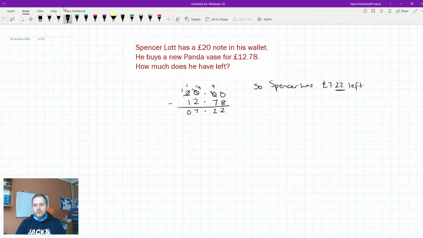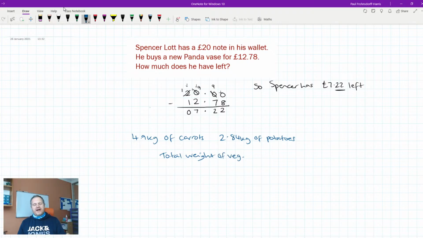If it had been an add, we would line up the decimals and then add. For example, a different question might ask us if I've got 4.9 kilograms of carrots and I've got 2.84 kilograms of potatoes, and then what's the total weight of my veg? I've just got carrots and potatoes. It's a simple day. We're having carrot and potato stew. So we learn to add them together.